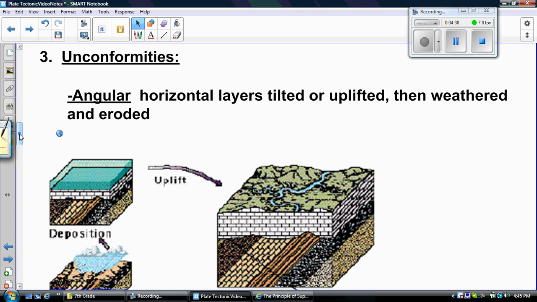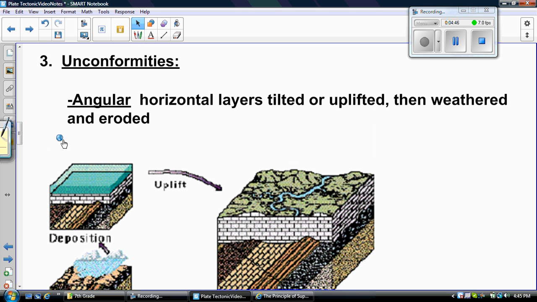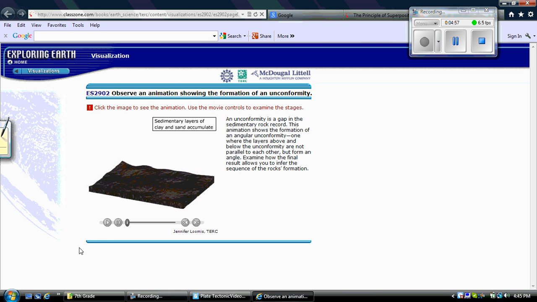So if we take a look at this picture, this is the layers that used to have been put down horizontally. They get tilted, and that can happen during plate tectonics. And then if some of the layers get weathered or erode, we lose some of that. So here's an example of an angular unconformity.